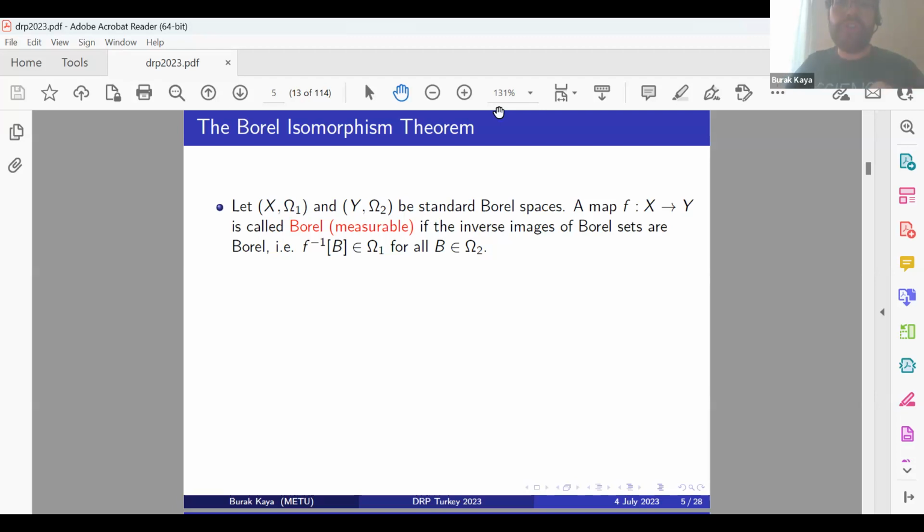In the definition of continuous map, what do you have here? You have a topology here, topology here. When is a map continuous? If the inverse images of open sets are open. The exact same thing, but instead of using the open sets, you're using the Borel sets. You're using the measurable sets. A map is Borel measurable if the inverse images of Borel sets are Borel.